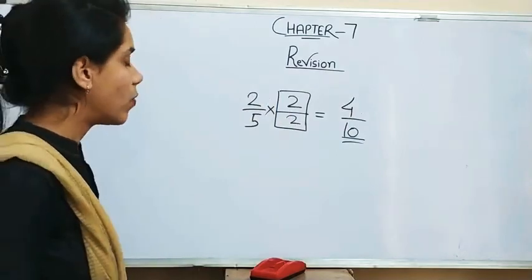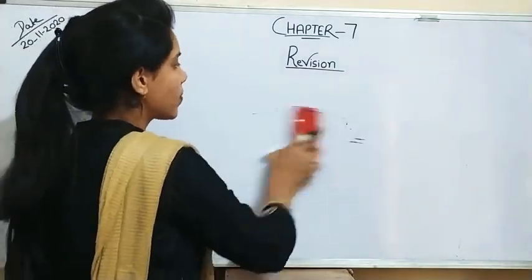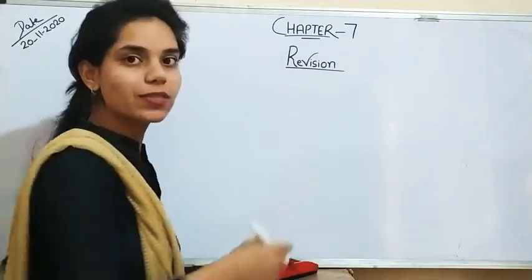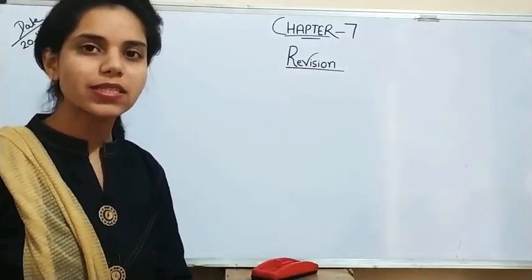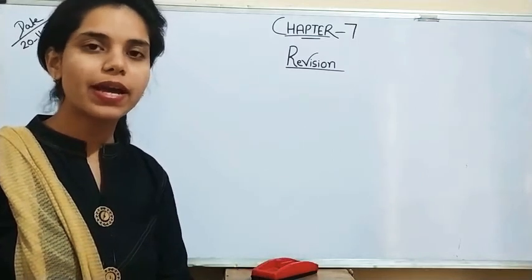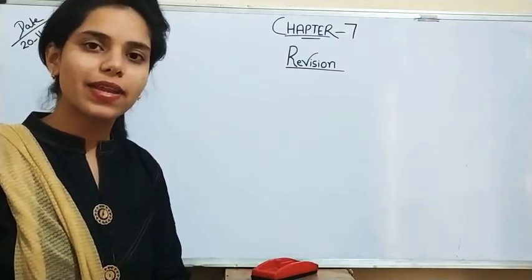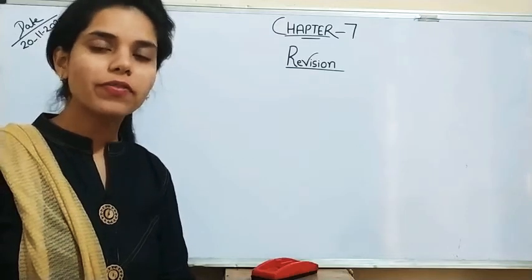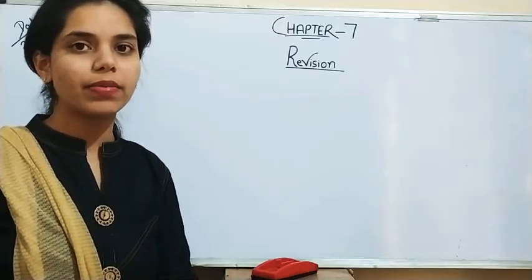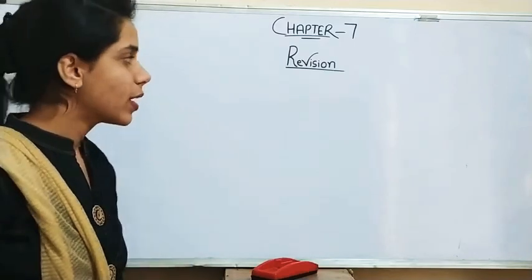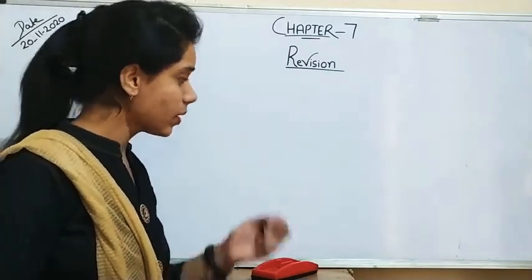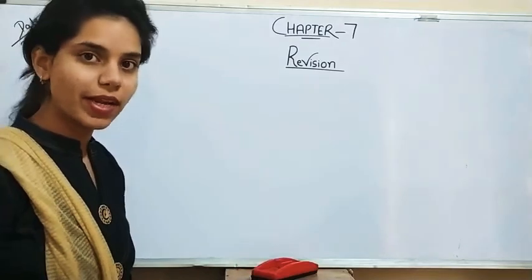Okay. Now, what are equivalent fractions? All these were the equivalent fractions. To find out equivalent fractions, we can either multiply by a number in the numerator as well as in the denominator, or we can divide by any number in the numerator as well as in the denominator. Okay. So in this way, we can get the equivalent fractions.